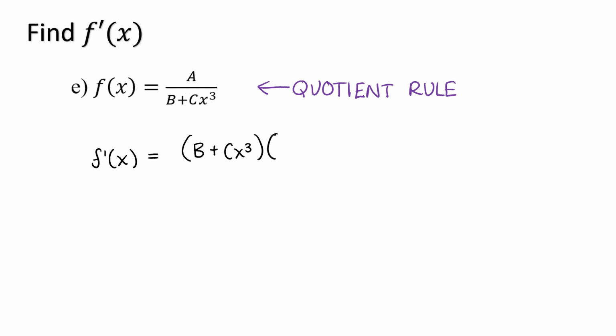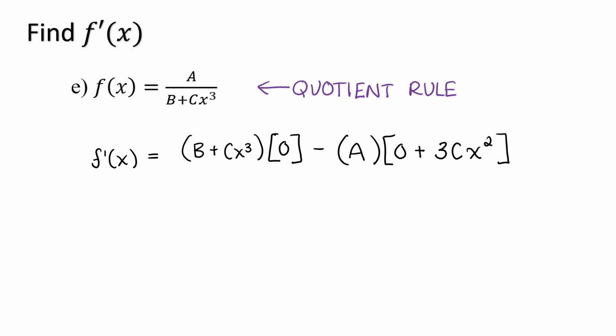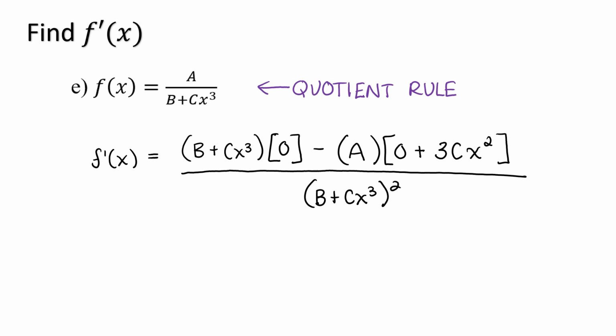The derivative of a constant is 0. So this is our low d high, minus high, which is a, times the derivative of our denominator. So b is a constant, its derivative is just 0, plus 3cx squared. Just treating the a, b, and c like they're numbers, since they're constants. And this will be all over low, so all over b plus cx cubed squared.